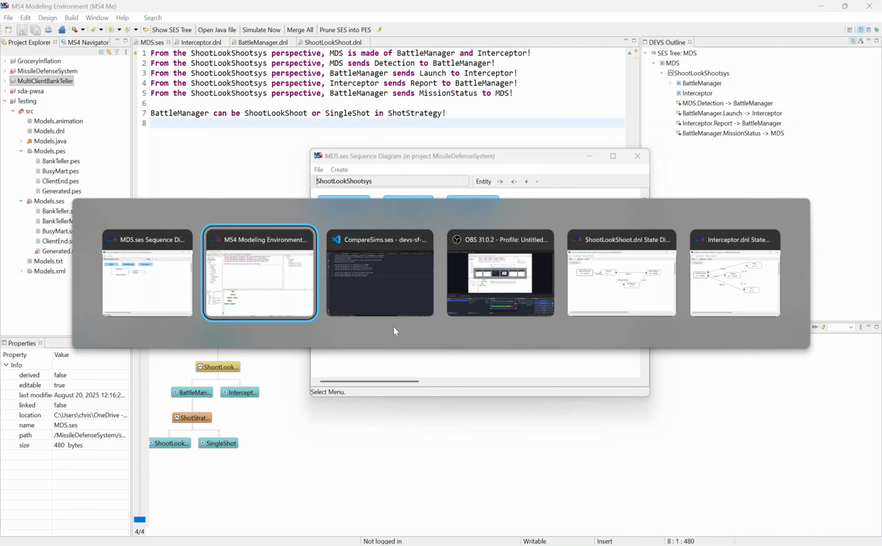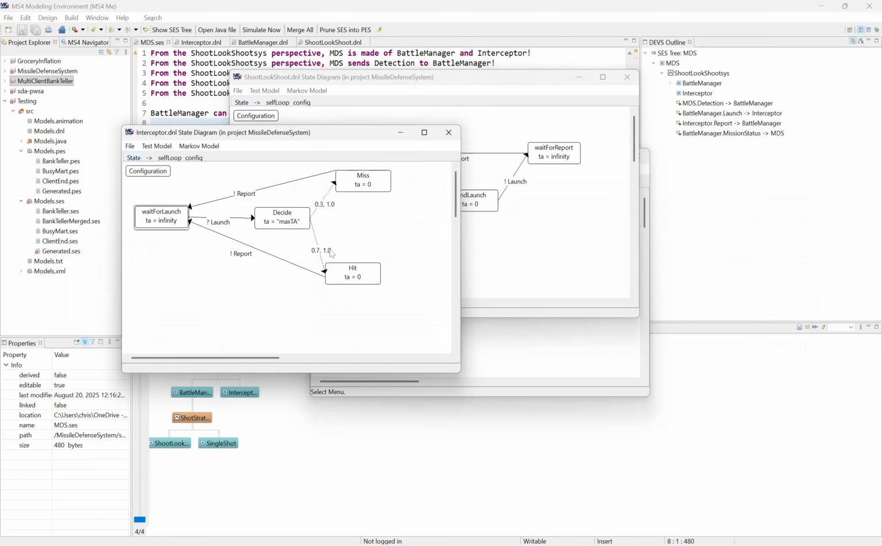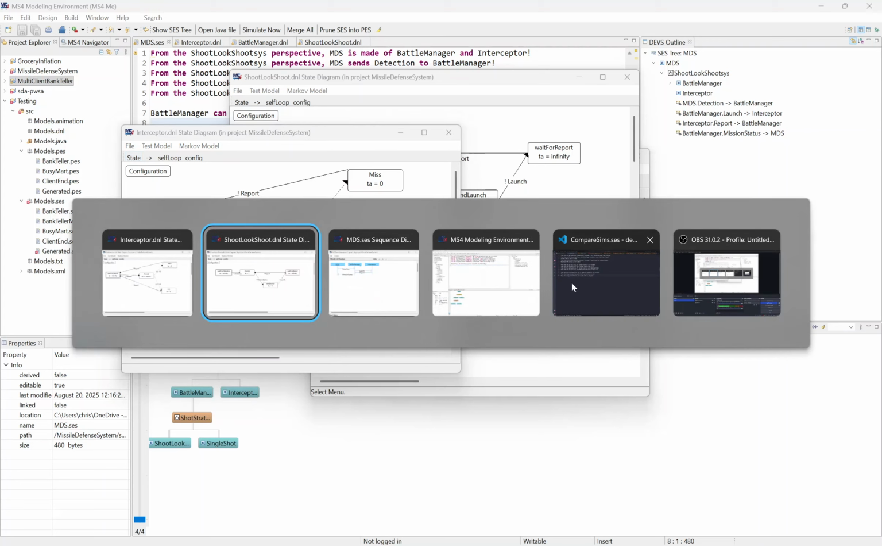And so of the components in these models, the one of interest is the interceptor. This is shown in a Markov state diagram. There's the state decide that can stochastically transition to either hit or miss based on a probability of our choosing. So in principle, the basic way of studying this would be a Monte Carlo sampling simulation, but we'll show that ParaDEVS is a faster way of getting the results.